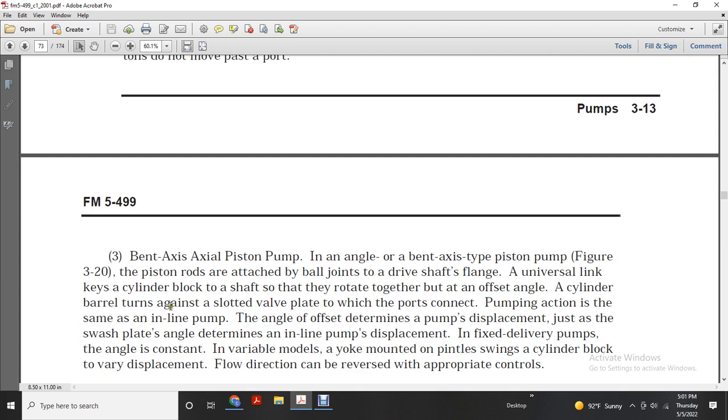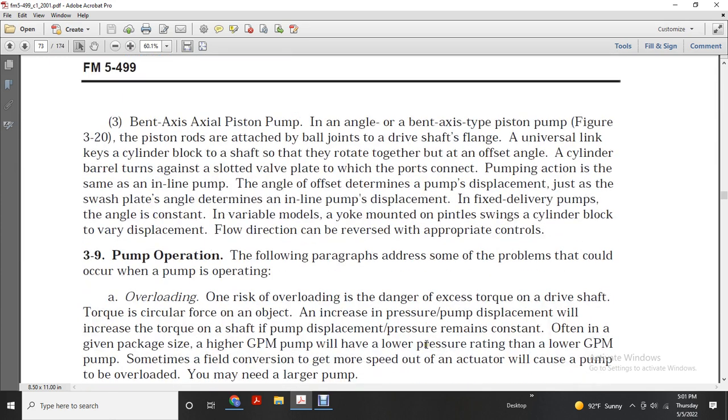The pumping action is the same as the inline pump, but the angle offset will determine the pump displacement, adjusted with the swash plate angle that determines the inline pump displacement. Fixed delivery pump with the angle constant, or with a variable yoke mounted with the pintle swing with the cylinder block. For variable displacement, flow direction can be reversed on appropriate controls.